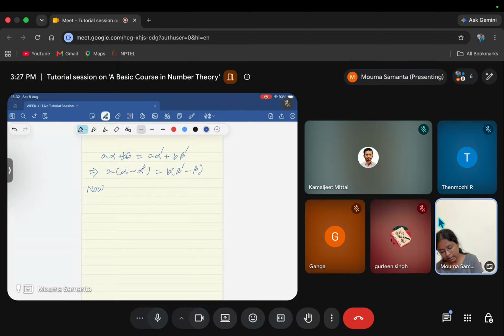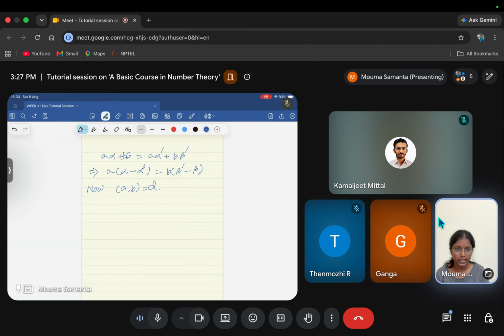Now what do we have? GCD of a, b equals d. In our second week tutorial session, I proved one statement which says that if GCD of a, b equals d, then what will be the GCD of a by d, b by d?